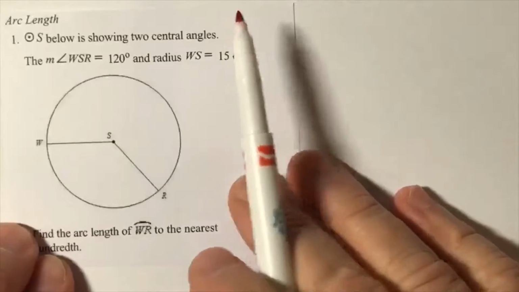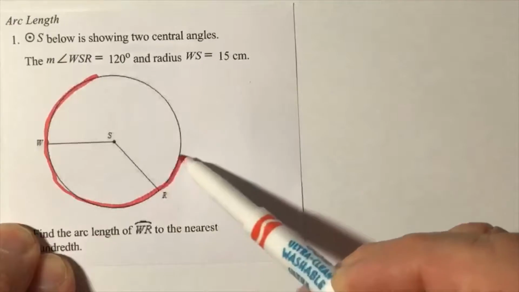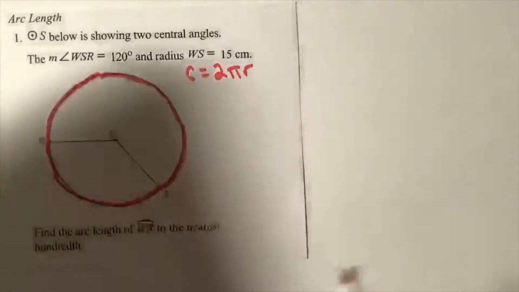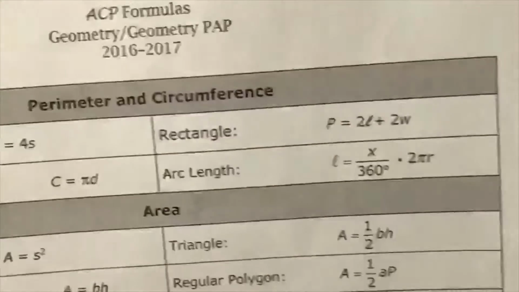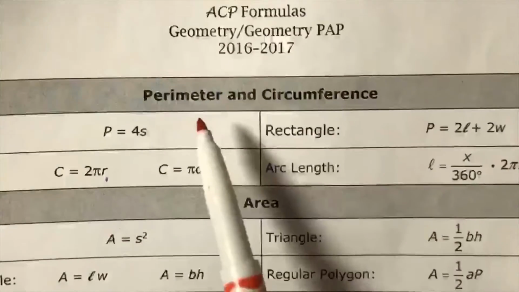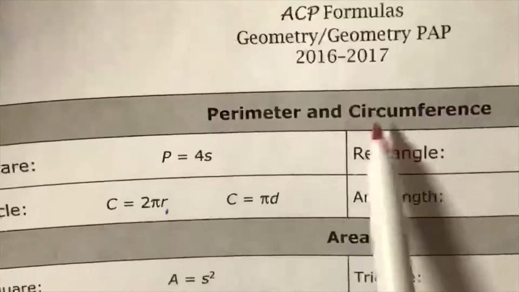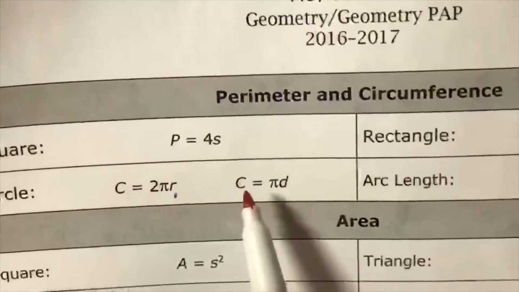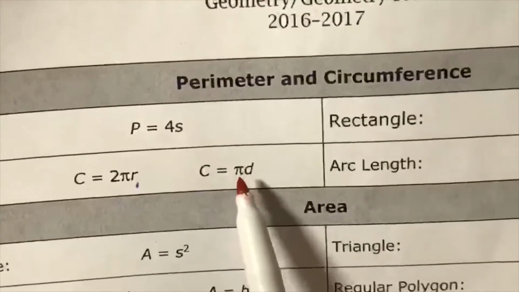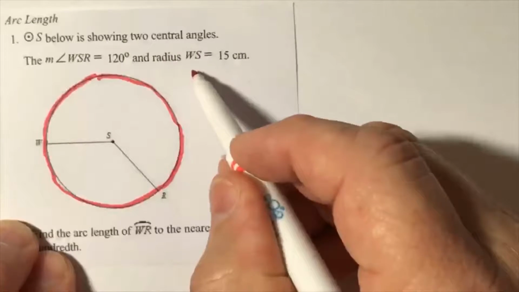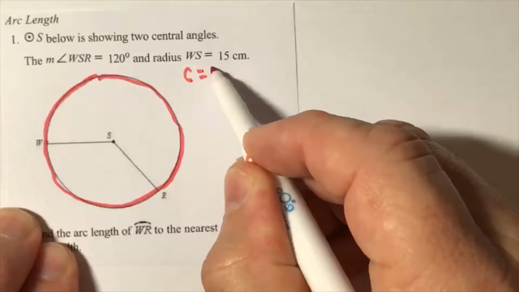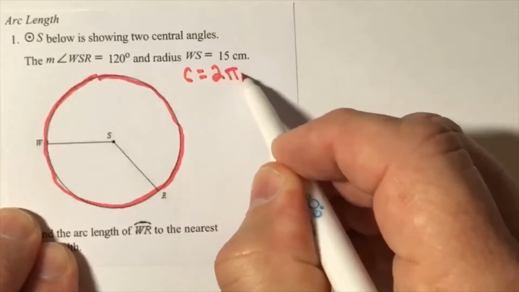The circumference of a circle is the distance around the circle. Okay, if you look on the formula chart, where it says perimeter and circumference of a circle, it is 2 pi r, or you can also use pi times the diameter. And the circumference formula is 2 pi r.